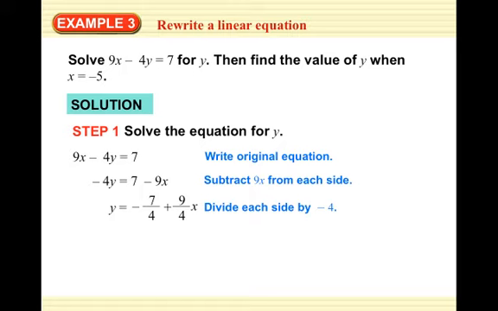So on the left, negative 4y divided by negative 4 is just going to give us y. On the right, 7 divided by negative 4 is going to give us negative 7/4. Negative 9 divided by negative 4 will give us plus positive 9/4. And then we just write that as a coefficient of our x.